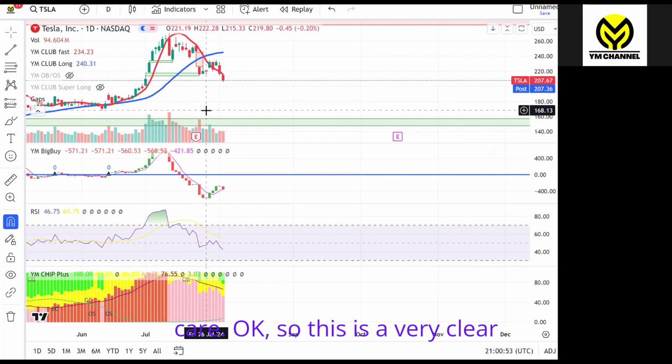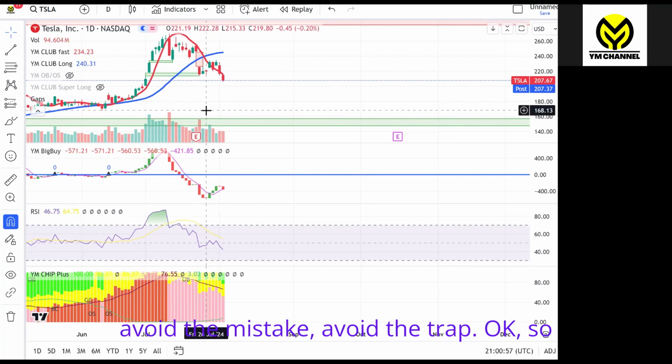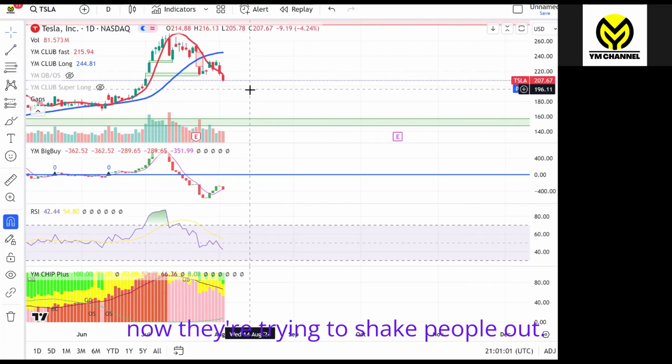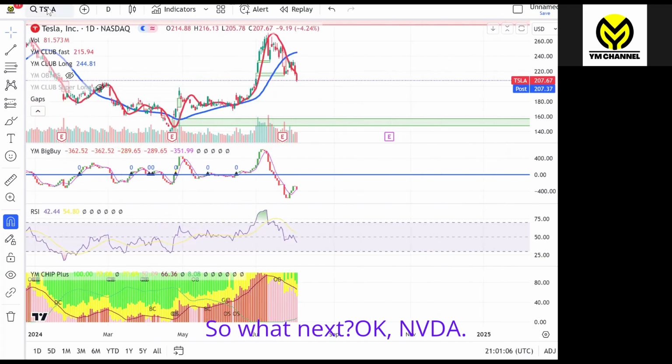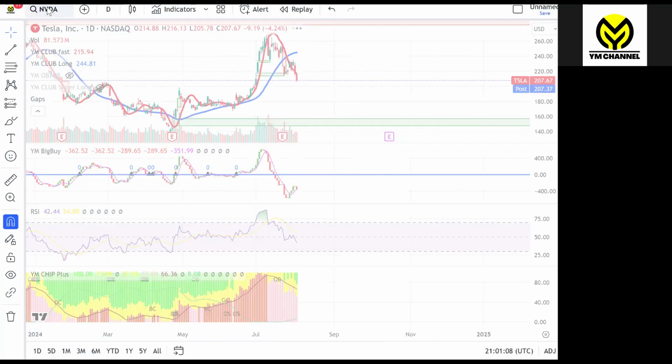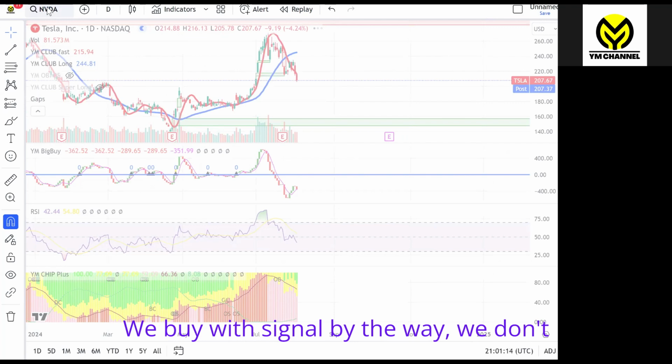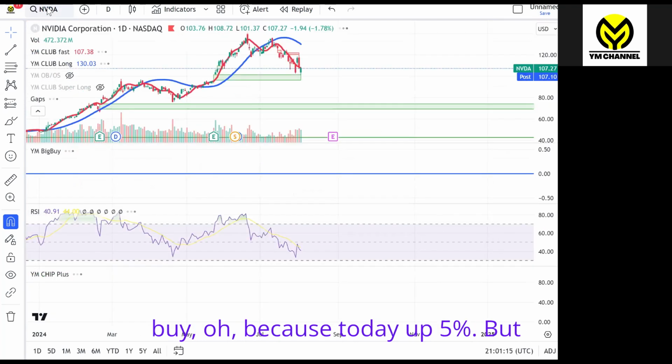Okay? So this is very clear to tell you, avoid the mistake, avoid the trap, okay? So now they're trying to shake people out. Okay, so what next? Okay, NVIDIA. We buy with signal, by the way. We don't buy because, oh, today up 5%.